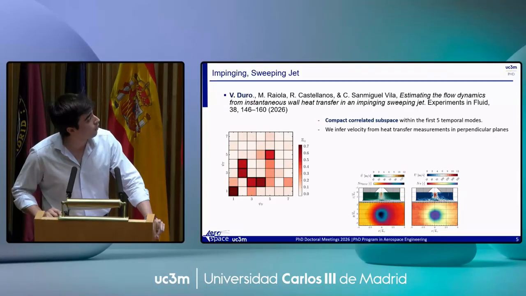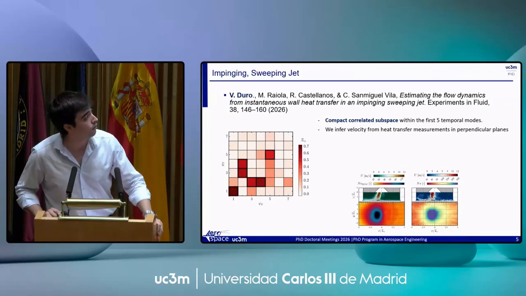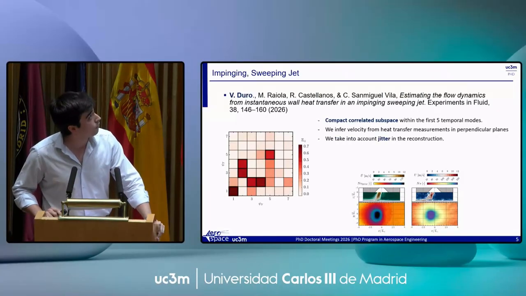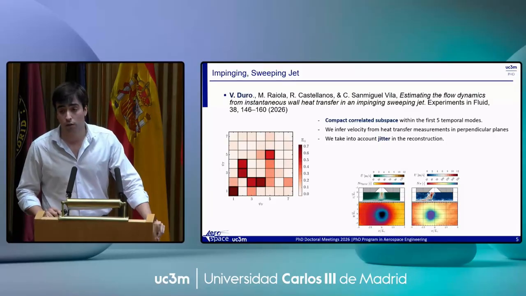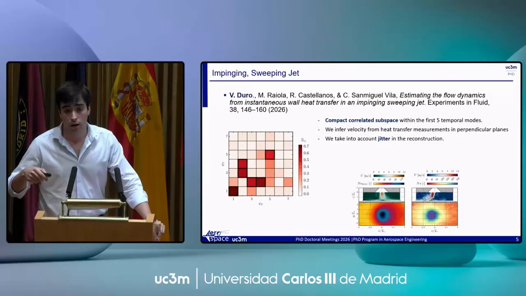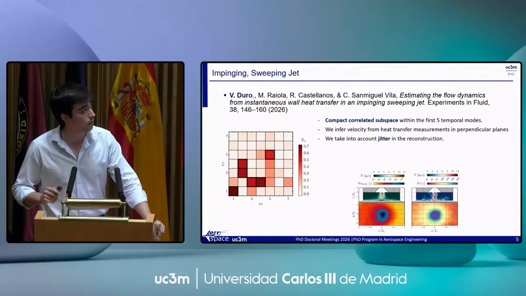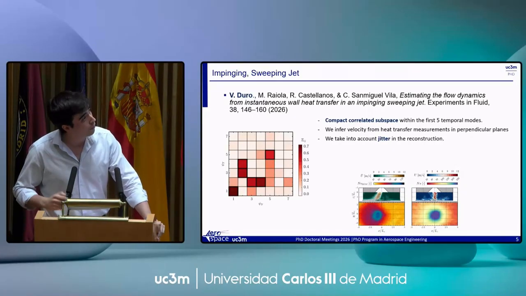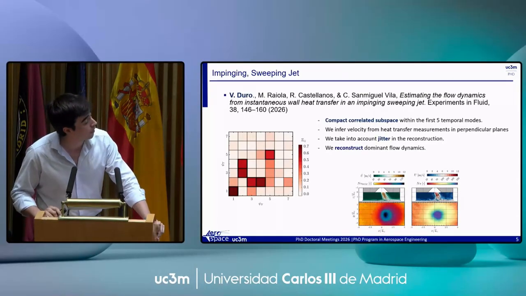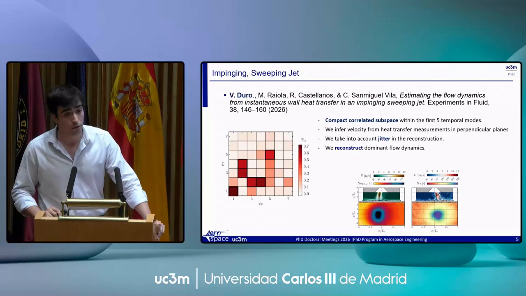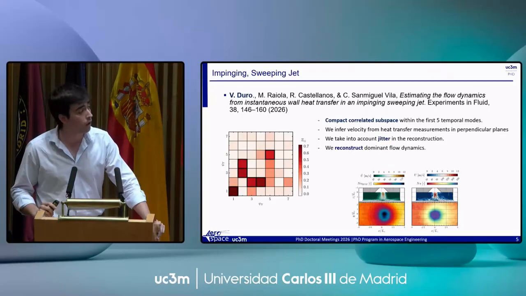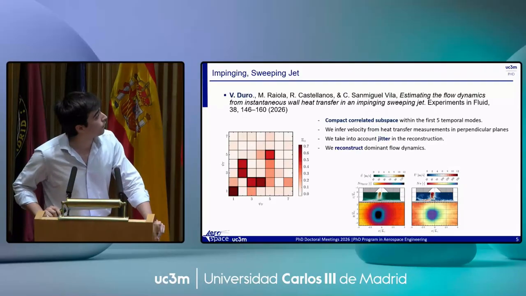So here you can see on the left our reconstruction, and on the right the test snapshots from the data set. And one very interesting thing is that we do take into account the jitter in the reconstruction. So each oscillating cycle that we reconstruct has a different period, a certain variation with respect to the mean one, and other reconstructions from literature are not able to do so. So at the end, we are able to reconstruct the dominant flow dynamics from a measurement which is in a perpendicular plane, which is also very nice.